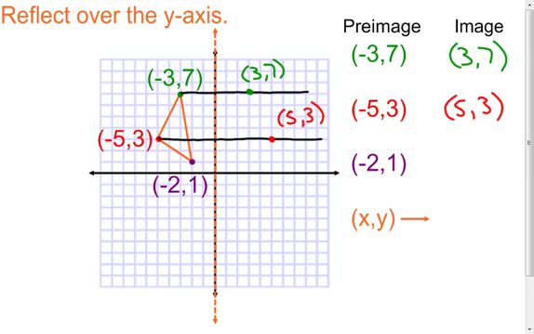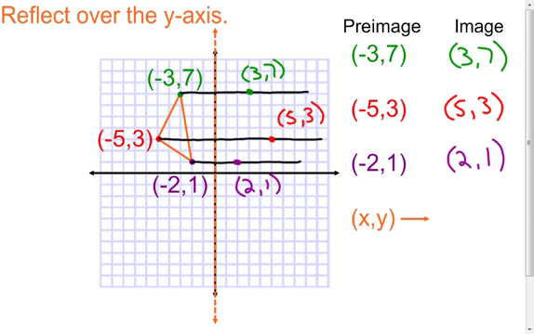And then my last one at (-2, 1), I'm going to put in my segment that would be perpendicular to the line of reflection. And then it's 2 units away from the line of reflection, so my image has to be 2 units away, and that's at (2, 1). Now hopefully you're seeing a pattern form. We notice when we flip over the y-axis, the y values always stay the same.